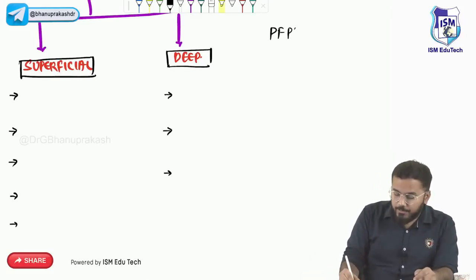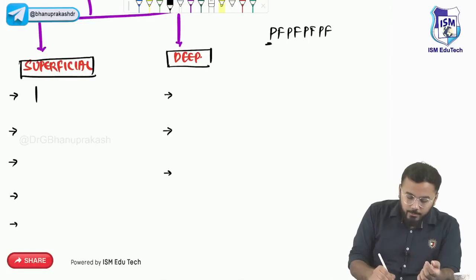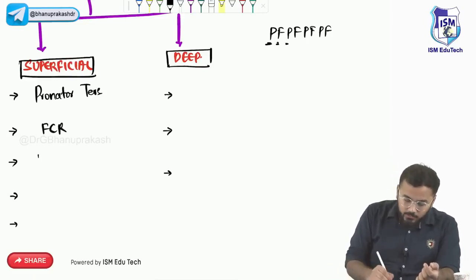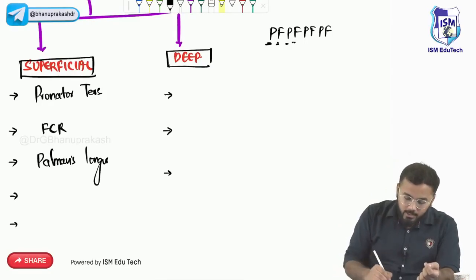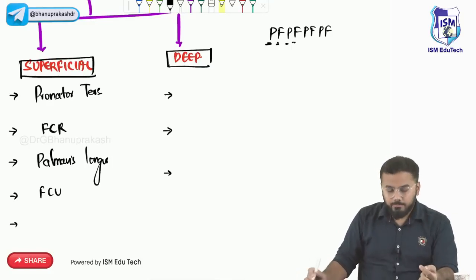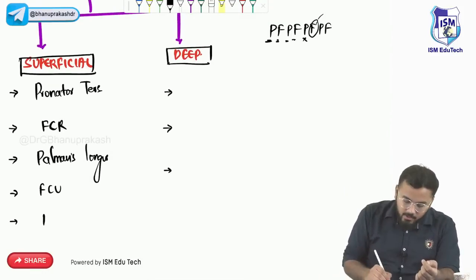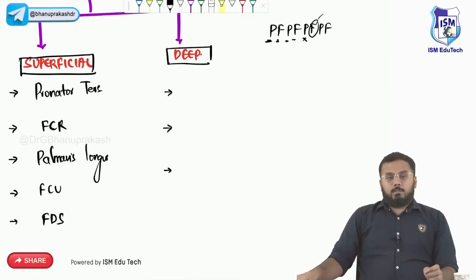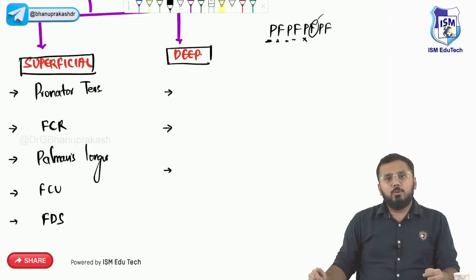Simply remember it as PF, PF, PF, PF, right? Is it difficult to remember? P stands for pronator teres. F stands for flexor carpi radialis. Again, P stands for palmaris longus, which is attached to flexor retinaculum. You remember it? Next, again, F stands for flexor carpi ulnaris. Sir, again there is P? No, there is no P this time. There is F. What is this F? Flexor digitorum superficialis.